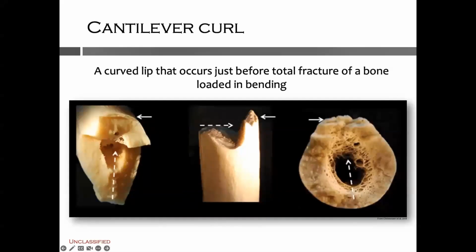And finally, cantilever curl is found on the compressive side of a bone that's broken in bending, and it represents the final feature in a fracture event. It's often the most easily identified fracture surface feature, and sometimes the only identifiable fracture surface feature in bone. If there is branching that's associated with a fracture, there may be two or more cantilever curls present in the same element.